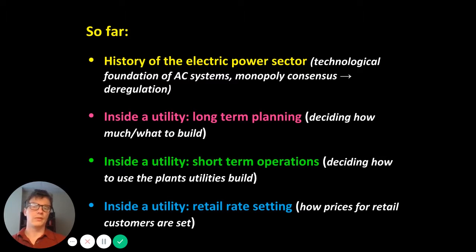We talked about the two different types of systems we have in the United States: deregulated markets and regulated markets. Then we spent the last three lectures going inside an electric utility to talk about long-term planning, so how system operators decide how much and what type of new generation capacity to build. We talked about short-term operations, so how utilities decide how to use the plants they have already built. And last time we talked about retail rate setting, so how prices for retail customers are set.